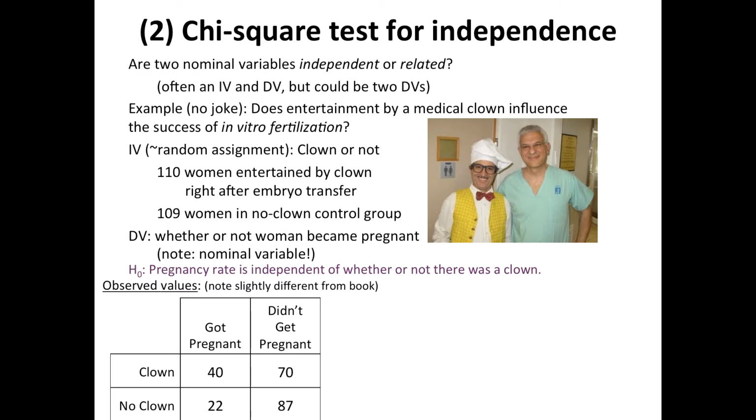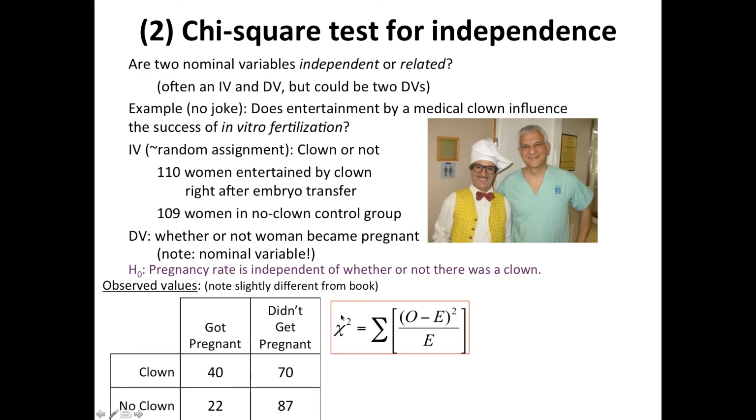So here are the observed values from this study we're going to walk through for our example at least. The way this table is set up, this column is how many women out of all the women in this study got pregnant and how many did not get pregnant. And that's set up by whether there was a clown who came in to try to make them laugh or whether no clown ever showed up. For example, this 40 here is the number of women who ended up becoming pregnant after seeing a clown make them laugh during this process. And this 22 is the number of women who got pregnant without a clown being there.